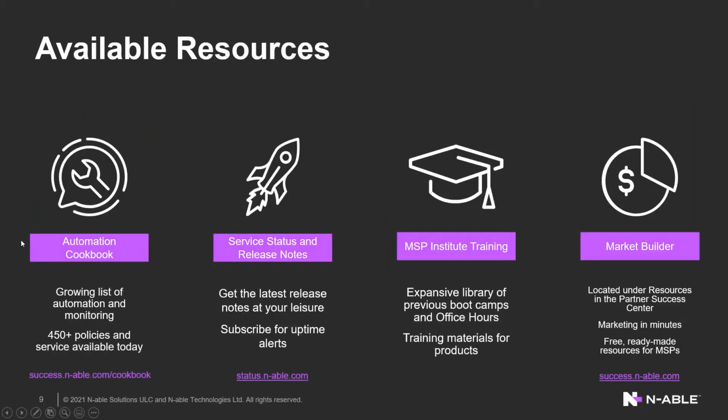As we start, there's a few resources that are available to you. The first one is the cookbook. The automation cookbook is where we put all of our scripting and automation that we create. This is a growing list. It's going to continue to grow. It's over 500 at this point, and my goal is to do 10 to 20 new scripts, policies, and monitoring a month.